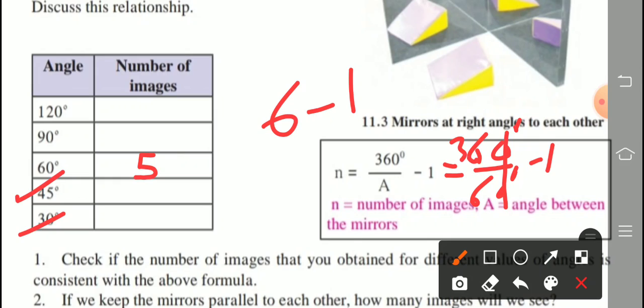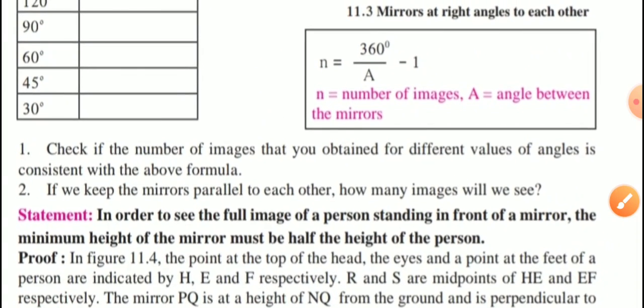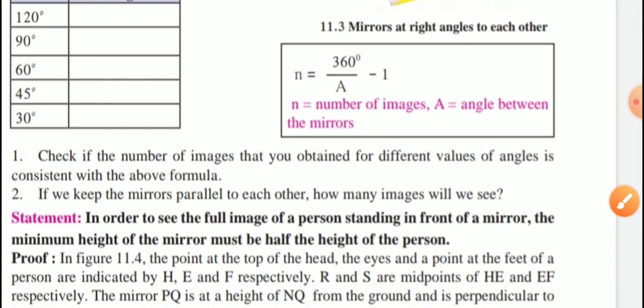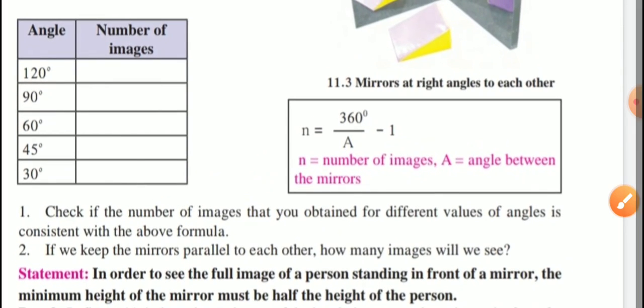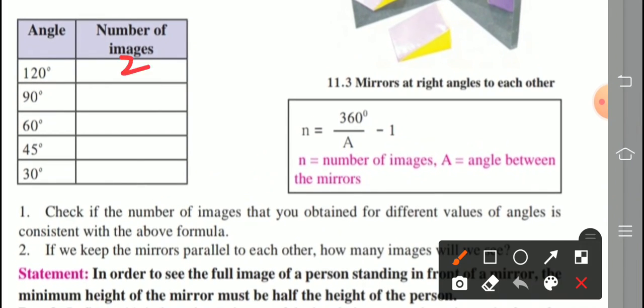Complete the following table with the help of this formula. Next, check if the number of images that you obtain for different values of angles is consistent with the above formula. So we are getting different answers. Clear? When the angle is 120 degrees, only 2 images form. At 90 degrees, 3 images form. And at 60 degrees, 5 images form. Find out these two also.